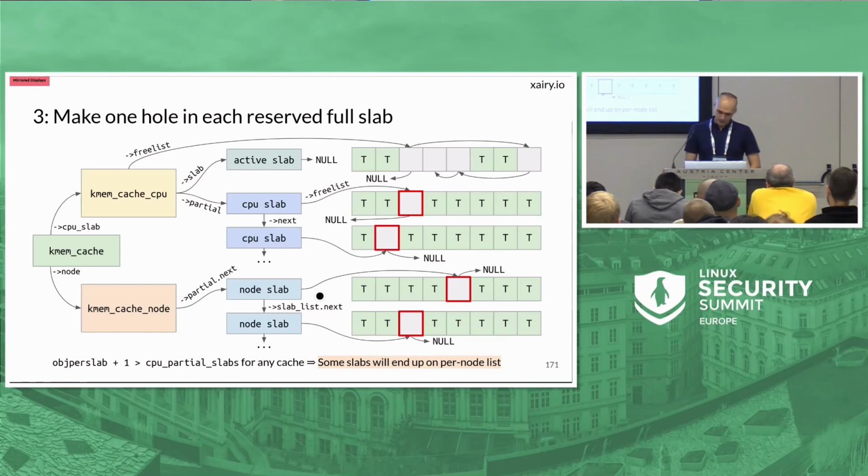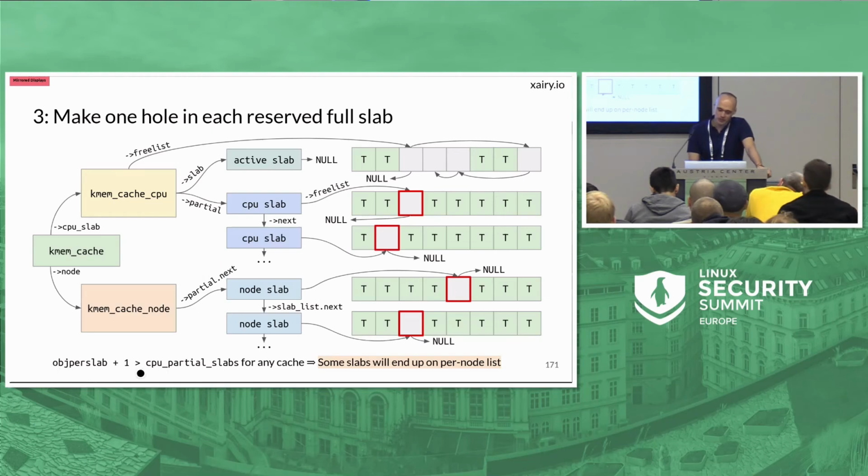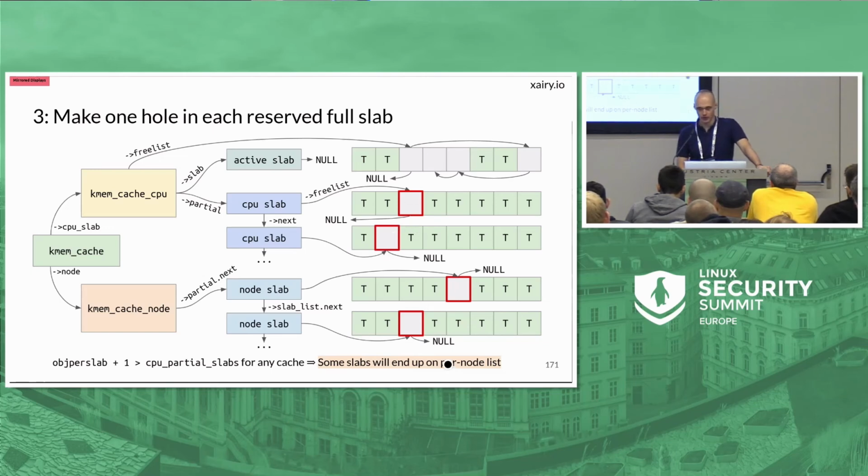Of course, when we make the first hole, the slab is going to become the first per CPU slab. When we make another hole, it's also going to become a per CPU partial slab. But the problem is that for all the caches, objs per slab plus 1 is going to be bigger than the maximum number of slabs that you might have on the per CPU partial lists. As a result, this per CPU partial list at some point will overflow, and the slabs will spill to the per node slabs. So after you're done dealing with these holes, you're going to have some of the slabs with the hole on the per CPU list, and some of them on a per node list.